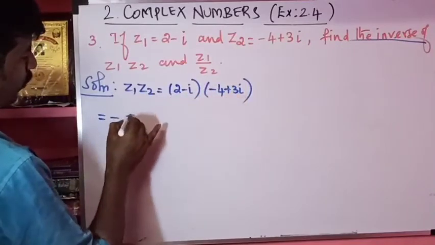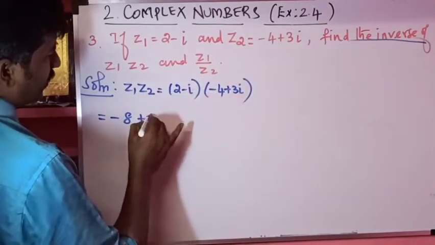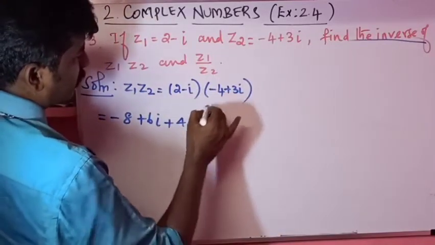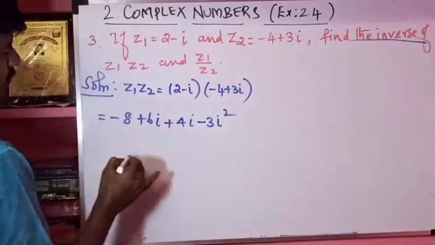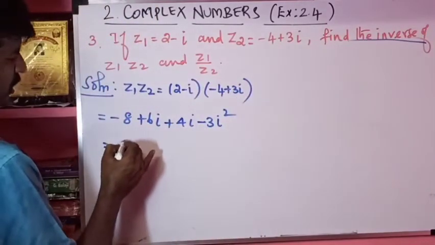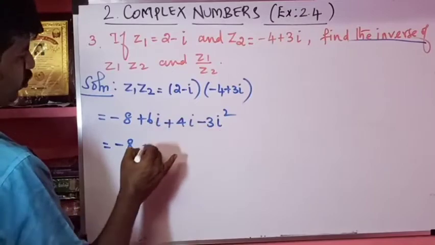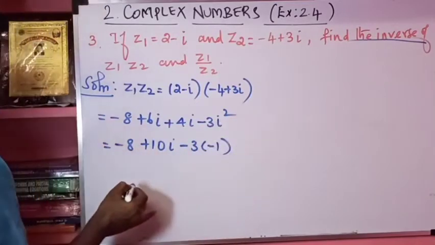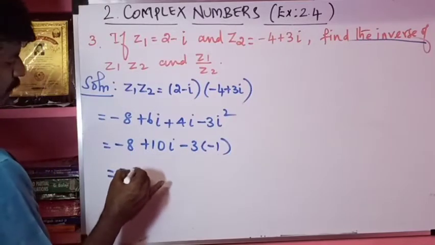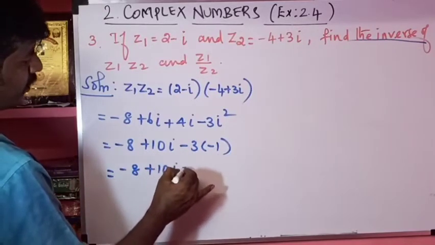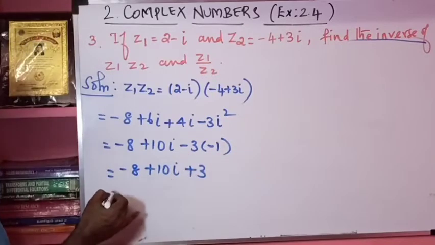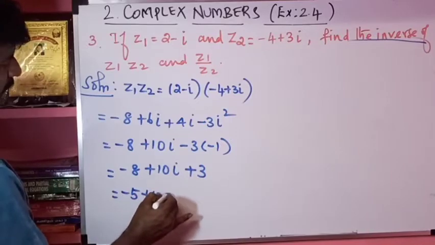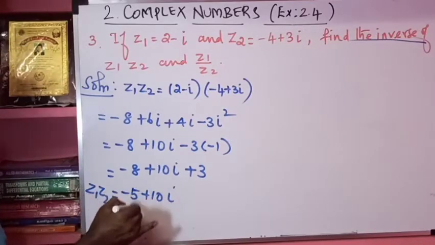2 into minus 4 is minus 8, 2 into 3i is 6i, minus i into minus 4 is plus 4i, and minus i into 3i is minus 3 i square. So this is minus 8 plus 6i plus 4i, which is 10i, minus 3 into i square value, which is minus 1. So minus into minus is plus 3, giving minus 8 plus 3, which is minus 5 plus 10i. This is the z1 into z2 value.